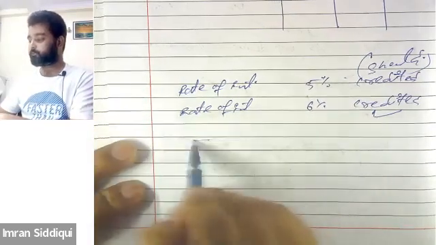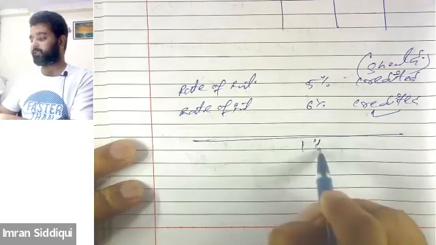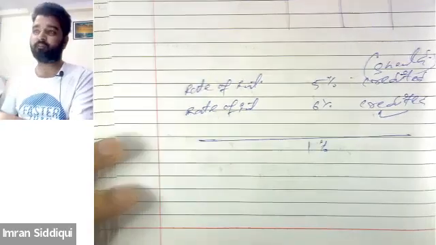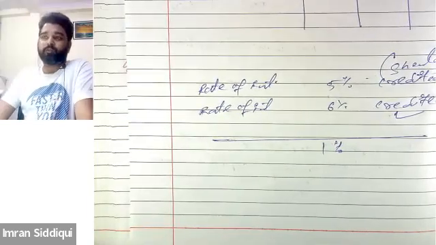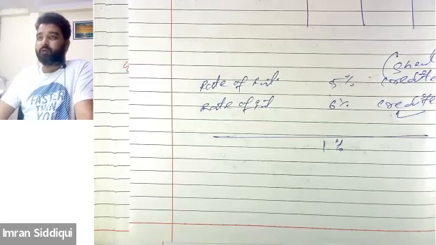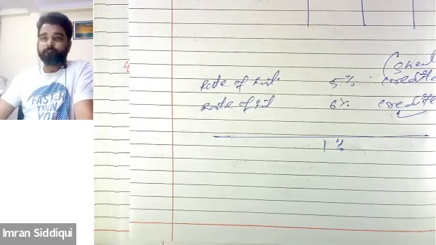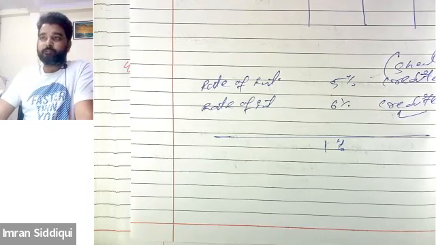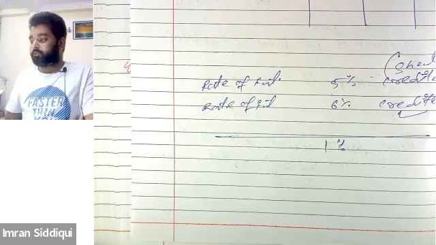So that means there is a mistake of interest at the rate of 1%. How much extra interest have we credited to the partner's capital account? Tell me. 1% extra has been credited to the partner's capital account. Is that correct?